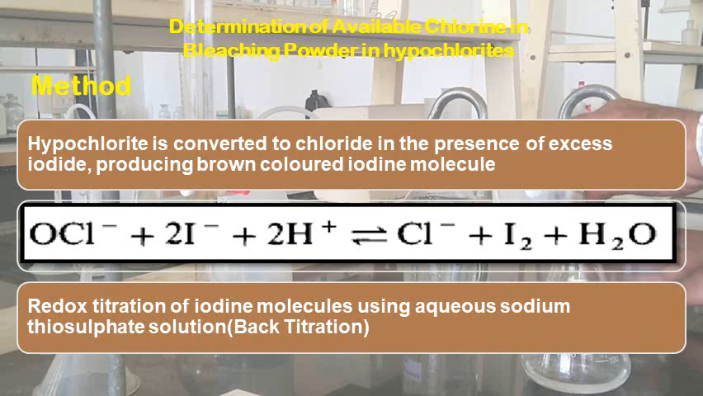So as the iodine is formed, in the next step this iodine is again titrated with the sodium thiosulfate solution, and we can determine the concentration of iodine. The concentration of iodine indirectly tells us about the concentration of hypochlorite ion. That's why it is a back titration, and we can determine the amount of hypochlorite ion from the iodine concentration indirectly.